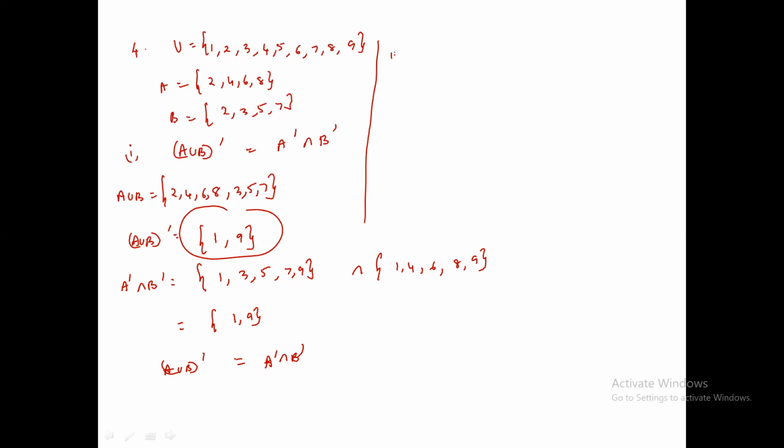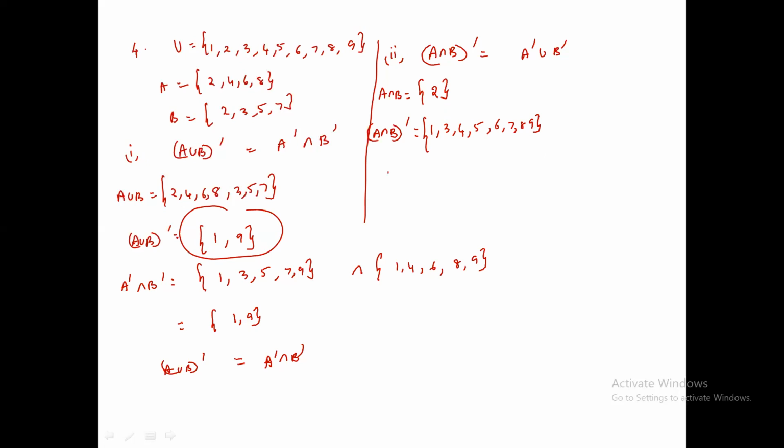Next we will take second one. They're asking you to verify A intersection B whole dash is equal to A dash union B dash. First I will take A intersection B. Common in A and B, only 2 is common. Now when you take A intersection B whole dash, from universal set you have to remove only 2. You can keep remaining 1, 3, 4, 5, 6, 7, 8, 9. That is A intersection B whole dash.